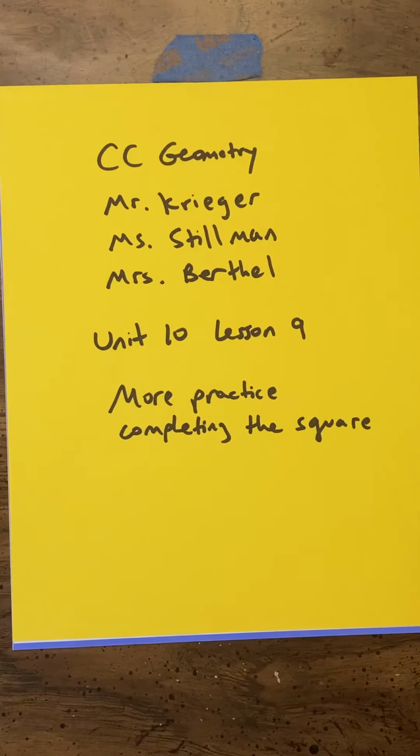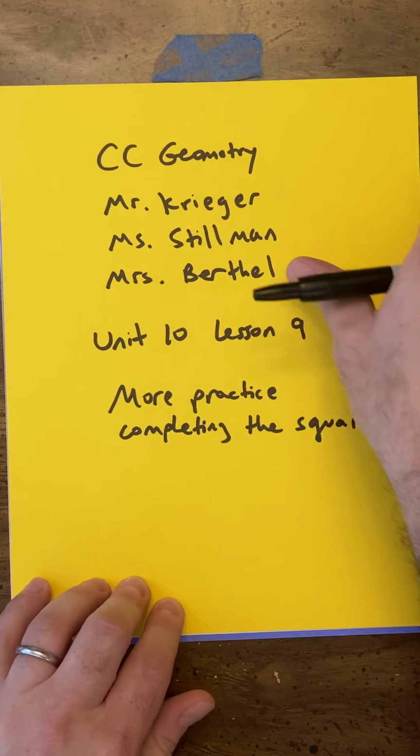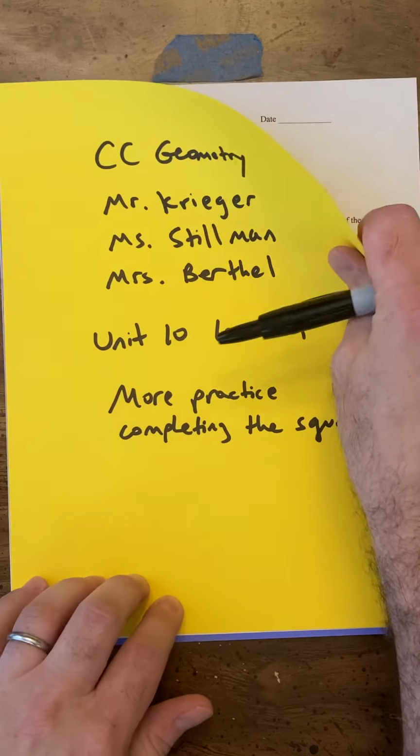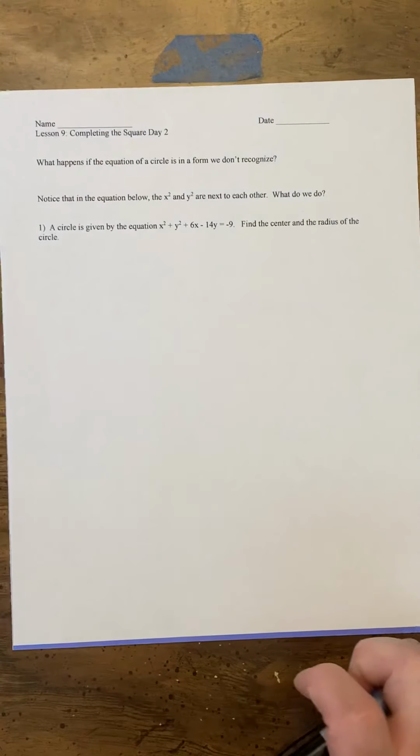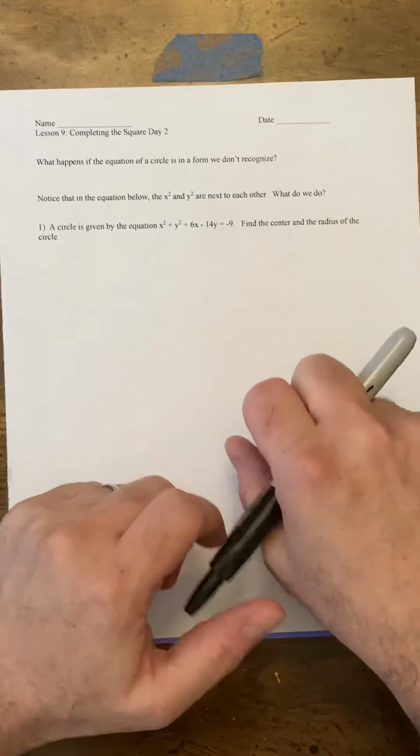We're going to do the next lesson, lesson 9. It's more practice on completing the square. This is something that we did in the last lesson. What we're going to see today is just a different scenario, okay?